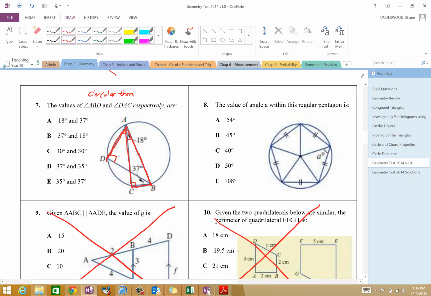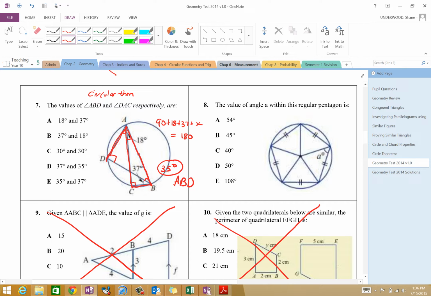We've got 90 plus 18 plus 37 plus this angle in here, we're going to call that angle X, is equal to 180, isn't it? Okay, so now we've got 37 plus 18 is 55, 90 plus 55 is 145, so 35 degrees is this angle in there. Now, what is that angle? That is ABD. So, angle ABD, we've just worked out to be 35 degrees.